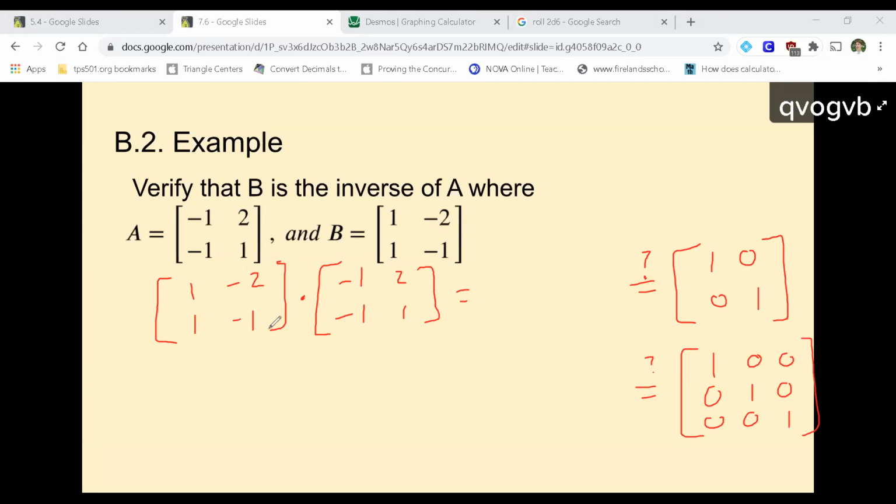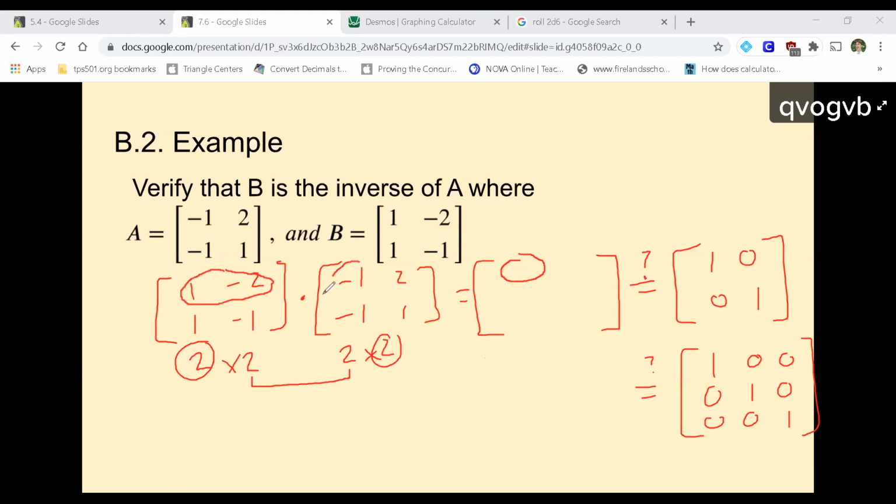So first, is the operation defined? Yes, I've got a 2 by 2 times a 2 by 2. So these numbers match, so this is defined. The result will be a 2 by 2. So far, so good. To find out what this is, let's start with the first element in the first row, first column. To get that element, we're going to take the first row and multiply it by the first column. So it'll be 1 times -1 and -2 times -1. So that'd be what? -1 plus 2 is 1.